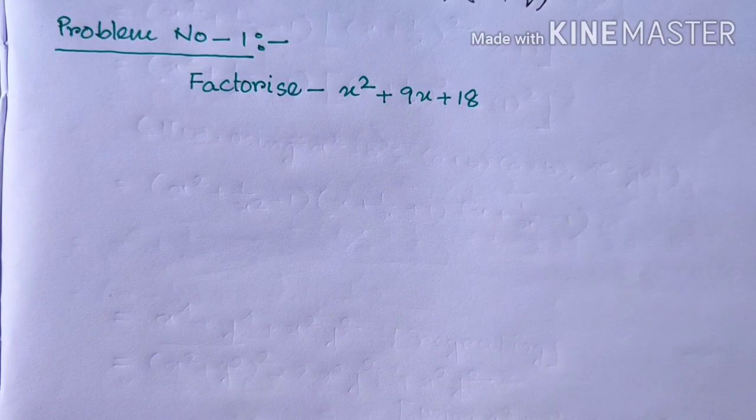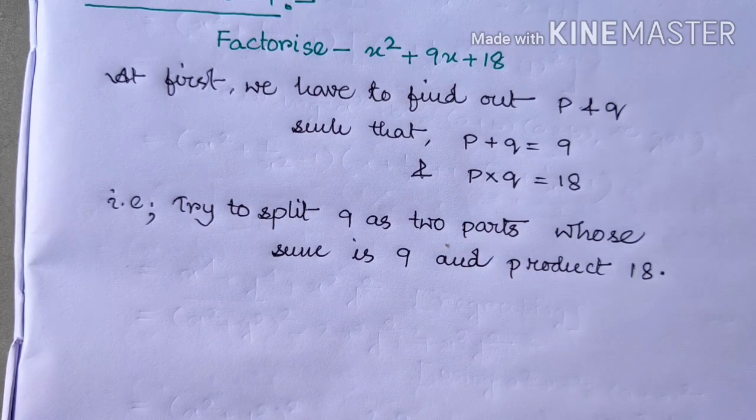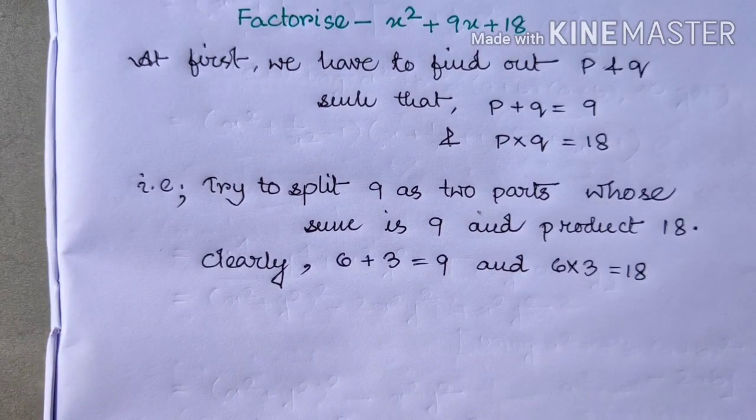Now problem number 1. Factorize x square plus 9x plus 18. At first we have to find out p and q such that p plus q equals 9 and pq equals 18. That means try to split 9 into two parts whose sum is 9 and product is 18. Clearly we know that 6 plus 3 equals 9 and 6 into 3 equals 18.